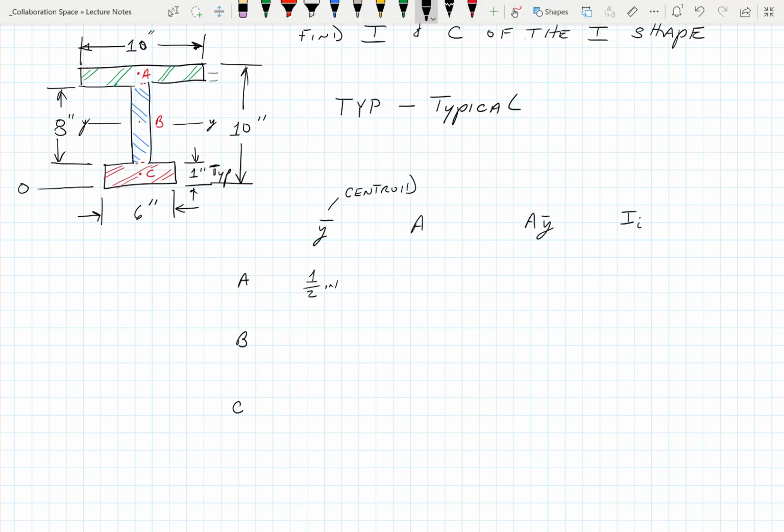Okay? Now, there are advantages and disadvantages. So if I choose the very bottom, then I know where everything's referenced from. Okay? If I choose where in the middle is, I'm guessing. I don't know anything about that. Okay? So choose the very bottom or the top, and you're going to make your life a little easier. Okay? So really, what is y bar from the 0 plane is going to be 1 inch, 8 inches, and a half. So 9.5 inches.